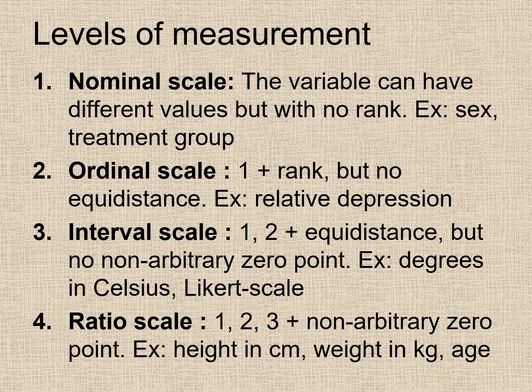So people can have different values. You can rank order the values, and each step on the scale is assumed to be equally large. So you have equidistance. For instance, degrees in Celsius, and quite often also Likert scale variables are assumed to be on interval level.